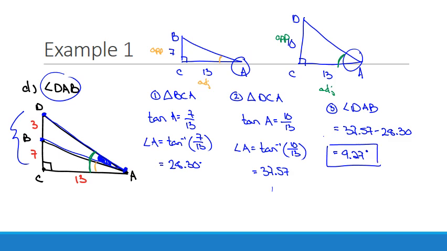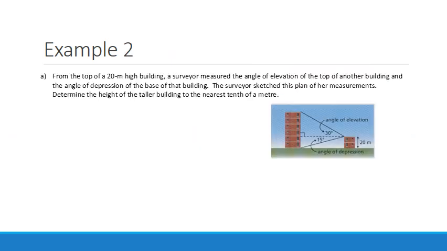All right, so you've kind of seen, in your textbook, the main types of problems you'll look at. Let's just do one more example, just a situational problem. And we'll read this thing first. From the top of a 20-meter high building, a surveyor measured the angle of elevation of the top of another building and the angle of depression to the base.